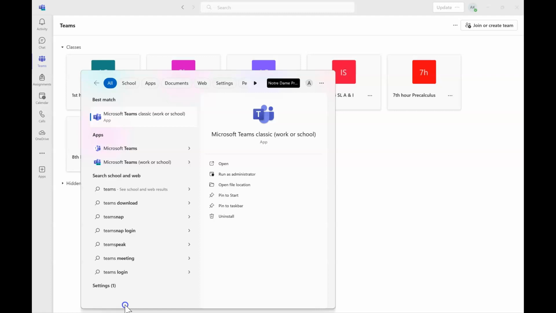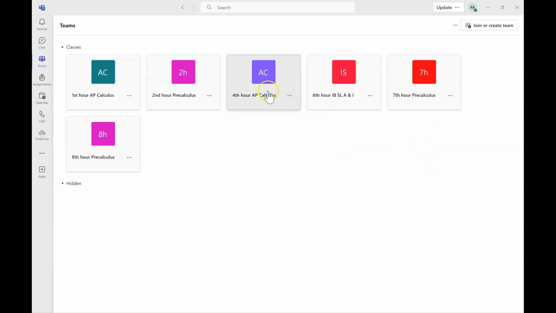So easiest place to usually get that is just from the search bar there at the bottom. Once you have that, you should see a tile for 4th hour AP Calculus. I loaded everybody's name in yesterday. So you should all have that. It should be there for everybody. If it's not, holler at me and we can fix that. But unless I made a mistake, I think I should have everybody in.